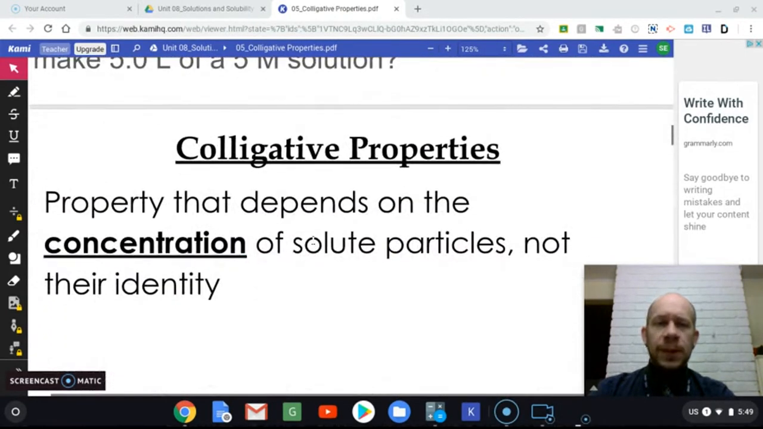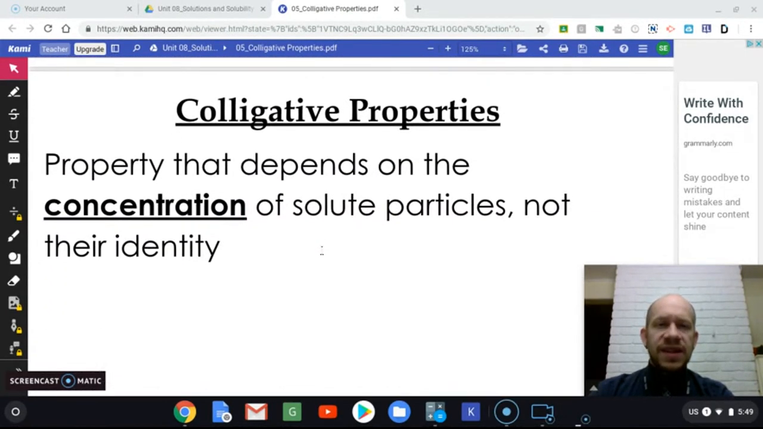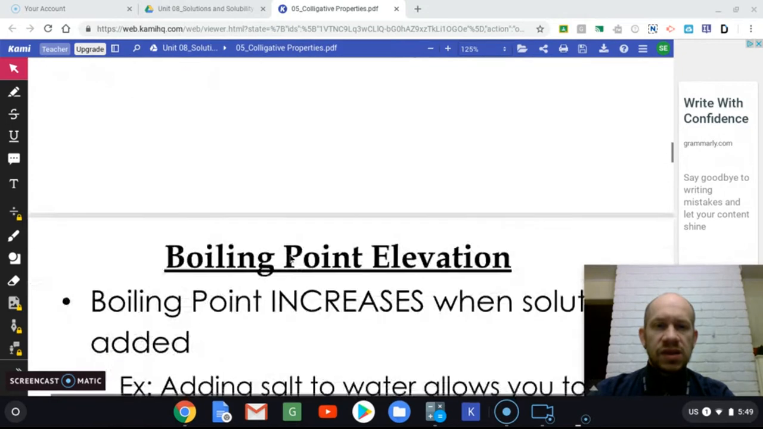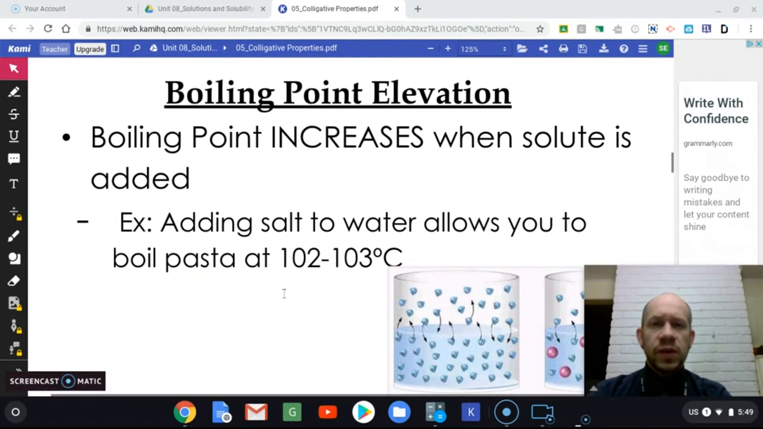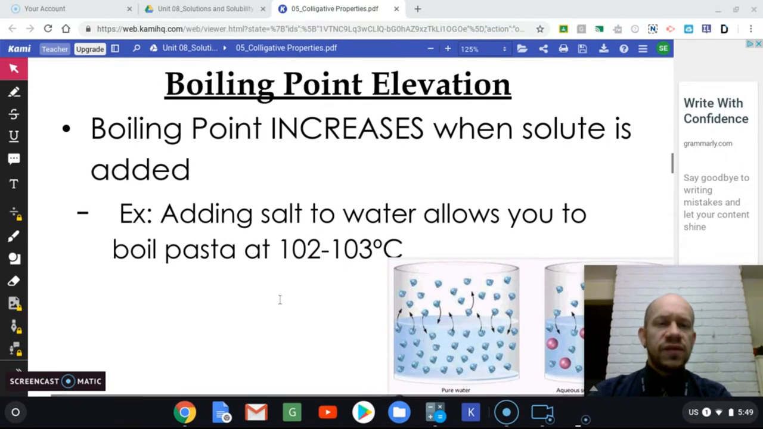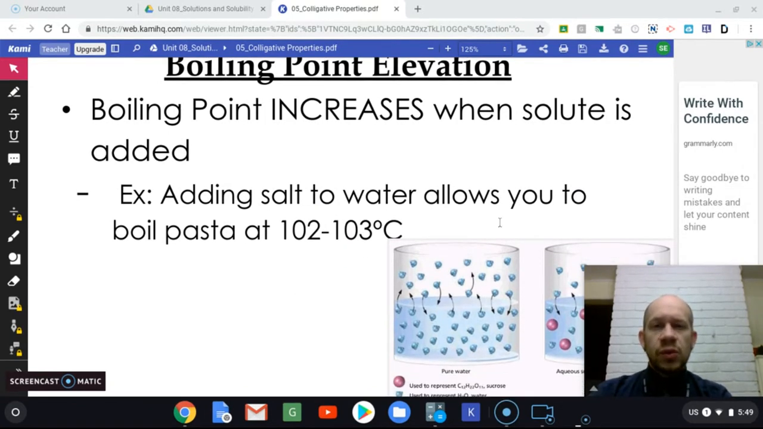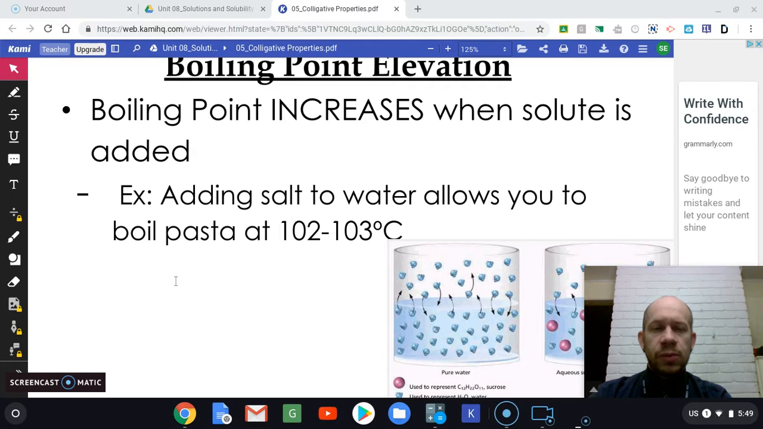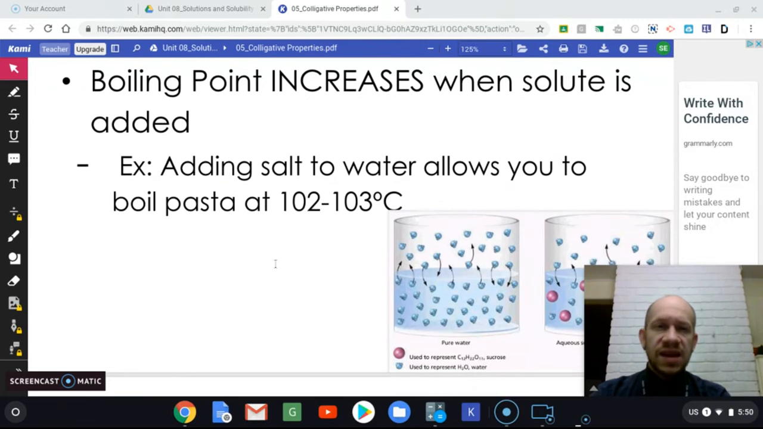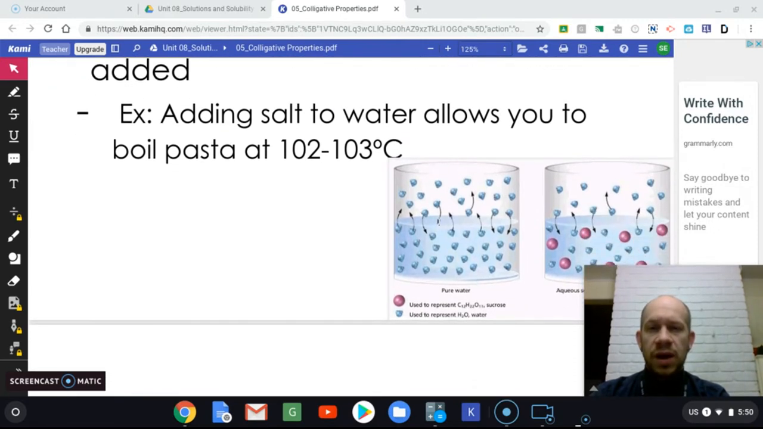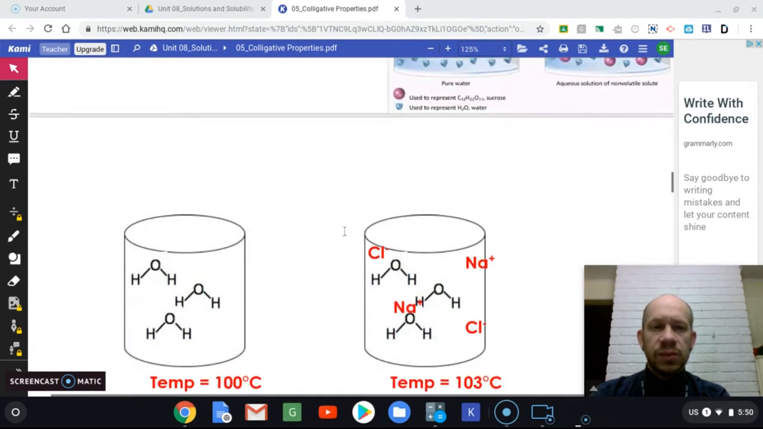So colligative properties are defined as a property that depends on the concentration of the solute particles and not their identity. So what we'll see is the boiling point actually increases when solute is added. For example, when we add salt to water, this can allow you to boil pasta at 102 to 103 degrees Celsius. So by adding a solute to our pure water, we increase the boiling point.